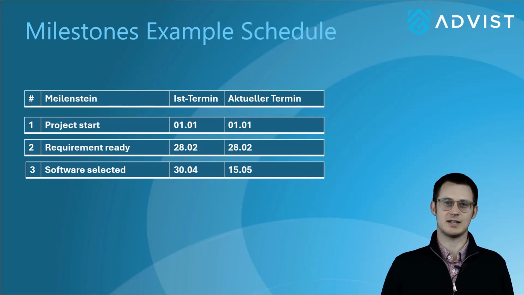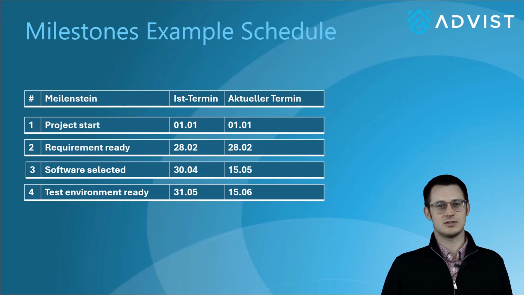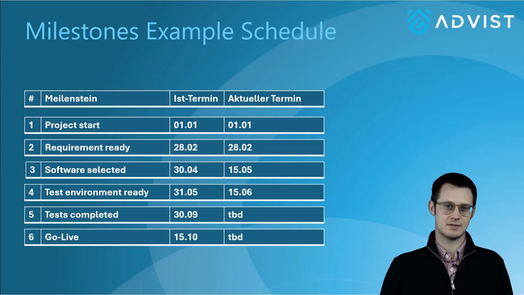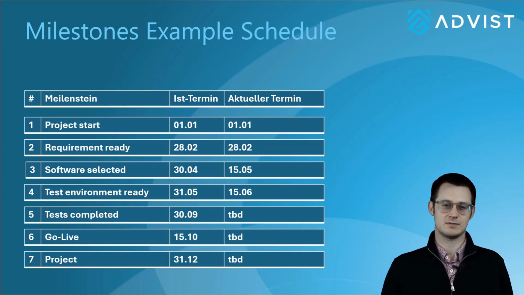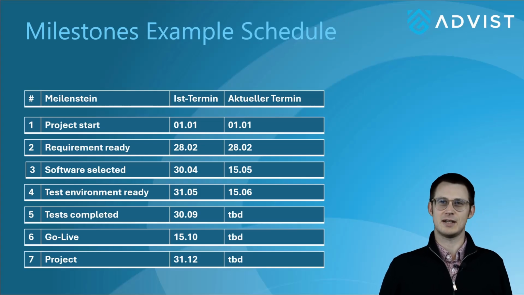Let's assume that we currently have a delay due to certain circumstances. The current date is 15th of May. The test environment should then be ready by 31st of May. Here too, we can still see the 2-week delay from the previous milestone. The other milestones are tests completed, the go-live, as well as the planned end of the project. Current dates have not yet been set there. In practice, the project would probably be delayed further instead of being able to make up for 2 weeks of the previous milestone.